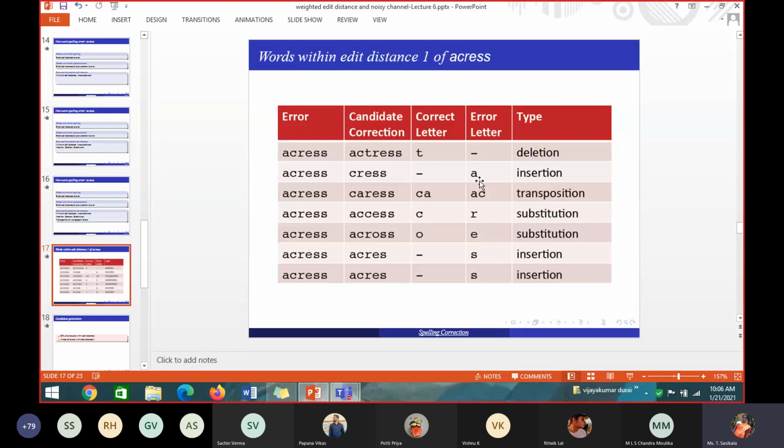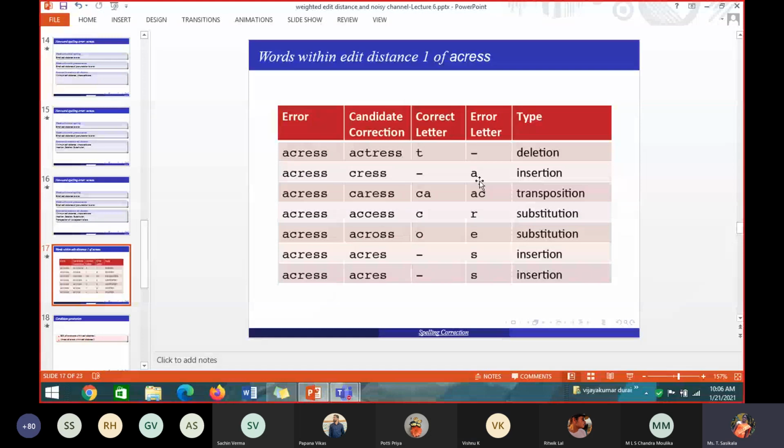Can you tell me what change I made here? Assume that my correct word is cress. When I am typing CRESS on my keyboard, I have typed it as ACRESS. So on the screen, I got it as actress. So what operation have I done here? Insertion of A. Insertion of A.